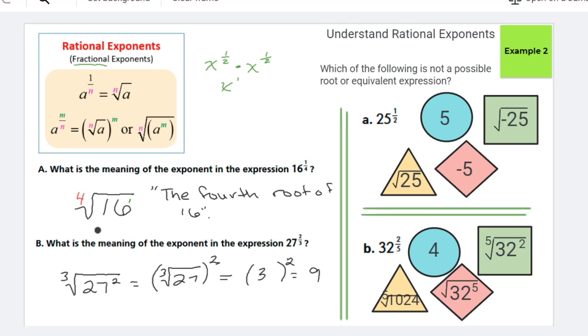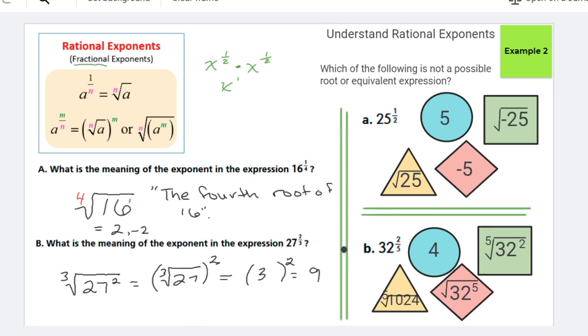The 4th root of 16, right? 16 is 2 times 2 times 2 times 2. So the 4th root of 16 is 2. But if those were all negative 2's, negative 2, negative 2, negative 2, negative 2, I'd also get a positive 16. So we have that negative part here. So anytime you have an even exponent, you want to see if negatives work as well.